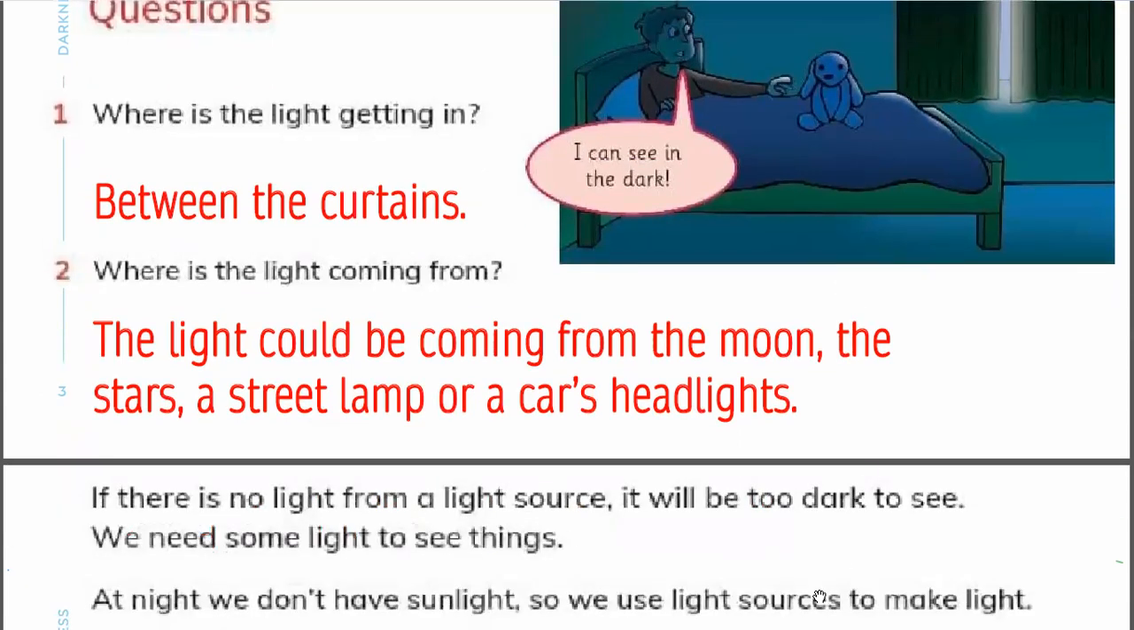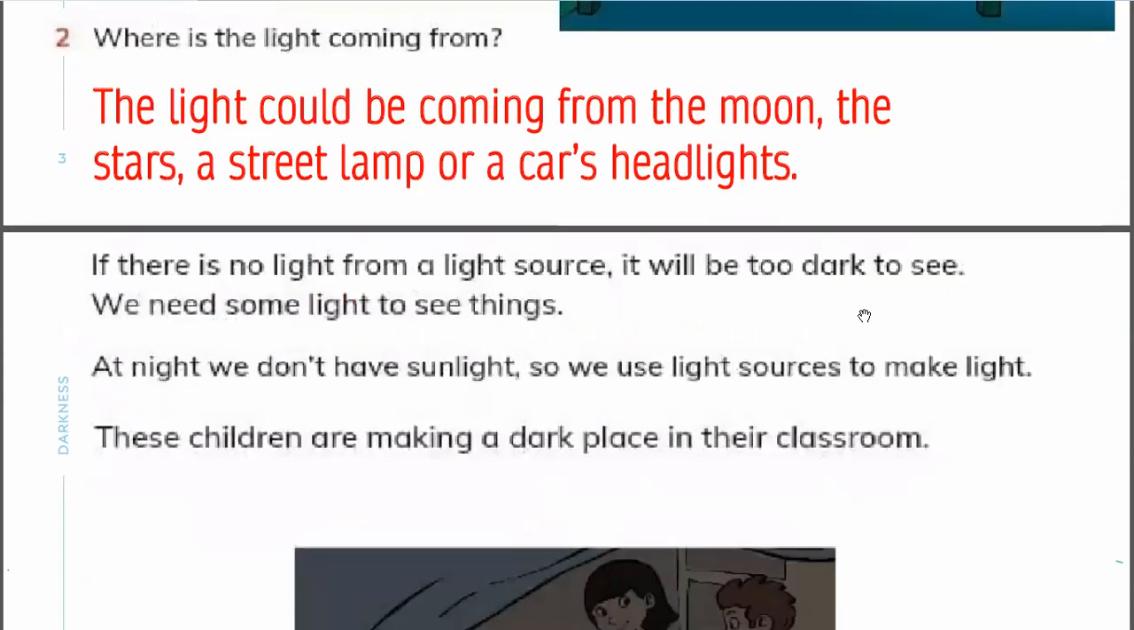Okay, if there is no light from a light source, it will be too dark to see. We need some light to see things. As we have discussed earlier, boys, in the class, we need some light to see. If there is complete darkness, we cannot see things.